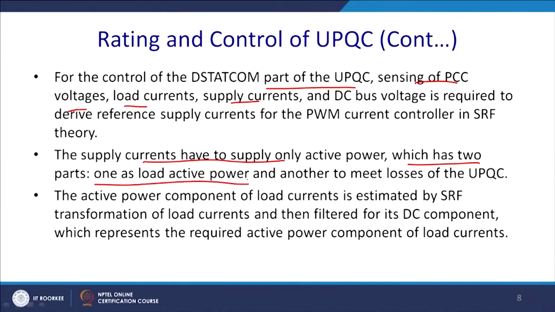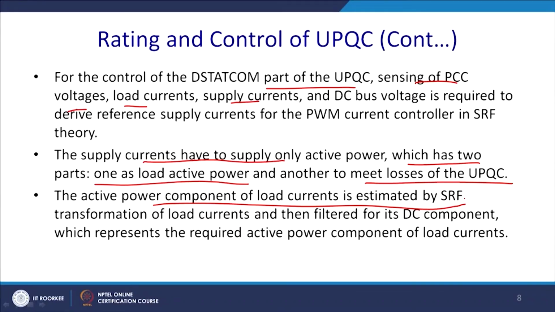The supply current has to supply only the active power, so that it will always see as if a resistive load is connected to it, irrespective of the pattern of the load. This has two parts. One is the load active power, and another is to meet the losses of the UPQC. These are the two parts you have to feed. Losses of the UPQC have to be met by real power.